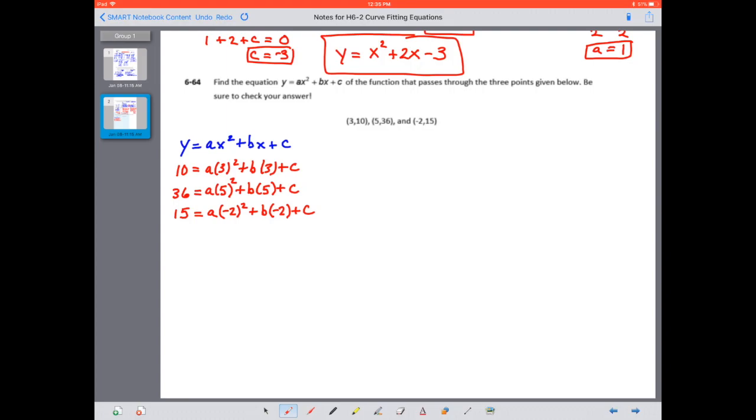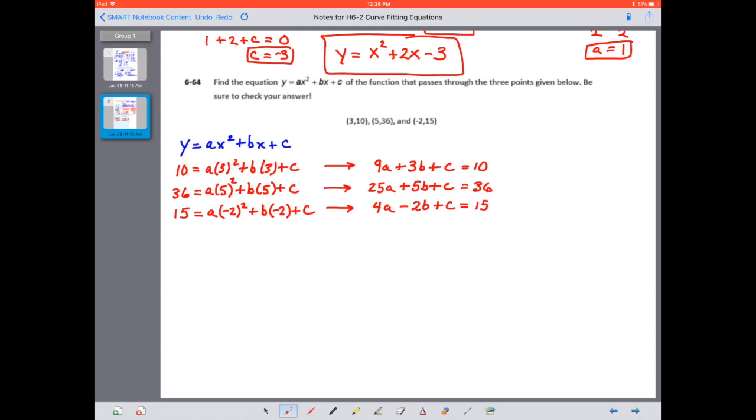And we're going to do this simplifying now. So make sure you're careful, please, when you are simplifying. You should get 9a plus 3b plus c equals 10. You should end up with 25a plus 5b plus c equals 36. And the last one, 4a minus 2b plus c is equal to 15.